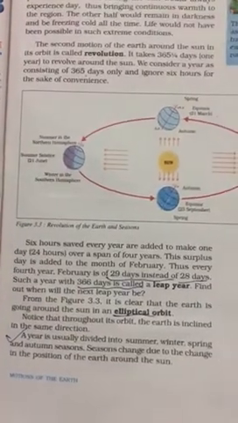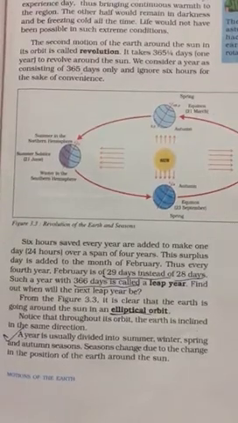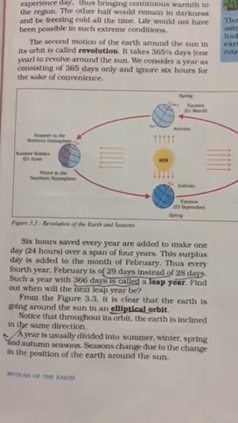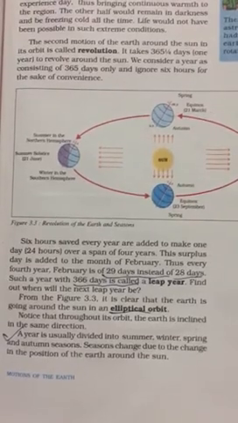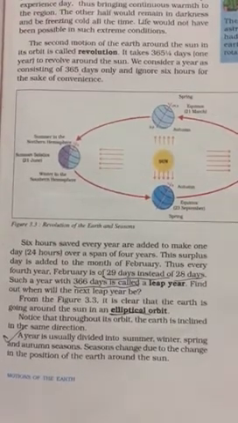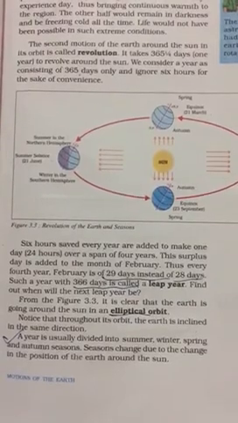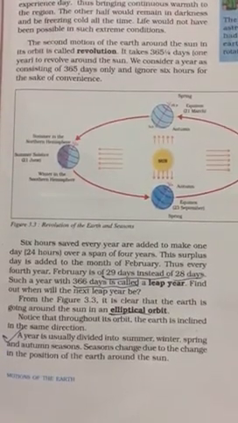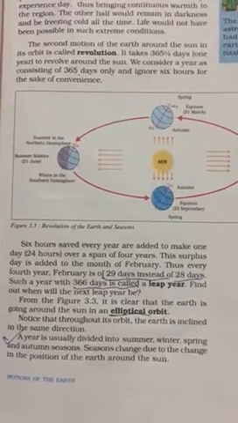The 6 hours saved every year are added to make one day of 24 hours over a span of 4 years. This surplus day is added to the month of February. Every 4 years, February has 29 days instead of 28 days. Such a year with 366 days is called a leap year.